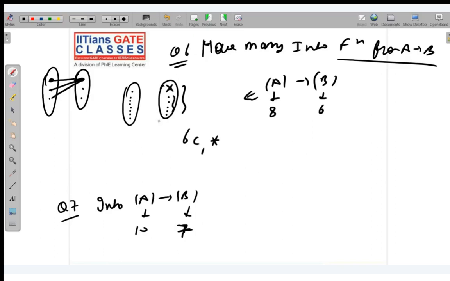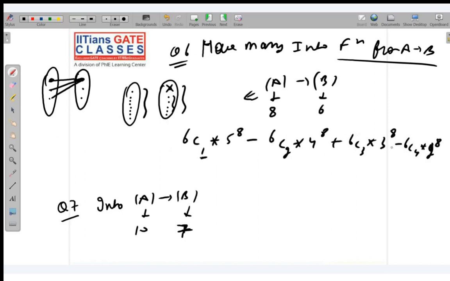Now you will say it is not mapped. So how many elements are left? 5, and here 8. So how many functions will be there from 8 to 5? 5 power 8. Are you getting it? So now everything is fine, you can make the function. So 5 power 8. Now for odd you will add, and for even you will subtract. So 6C2 into 4 power 8, then plus 6C3 into 3 power 8, then minus 6C4 into 2 power 8.